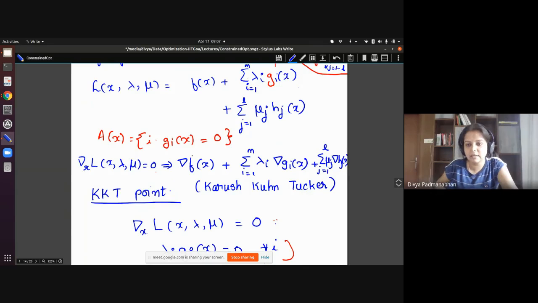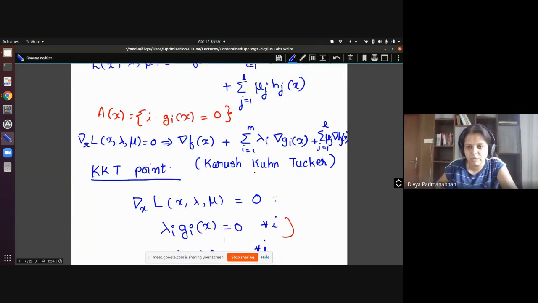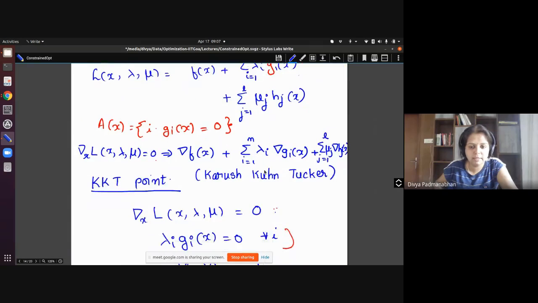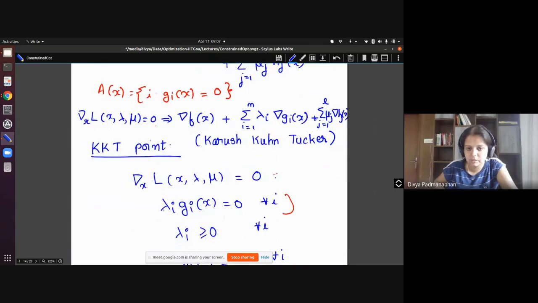So this is the gradient, and this has to be equal to 0. Now, in order to ensure that only the active constraints are included here, we have this condition, which is lambda_i g_i(x) is 0 for all i. So whenever g_i(x) is less than 0, so the constraint is inactive, then the lambda_i will be set to 0. Okay, so you can remember that we saw something like this in the context of duality, right?